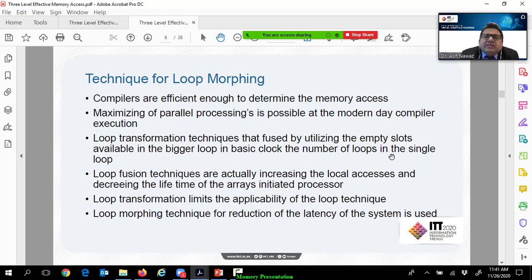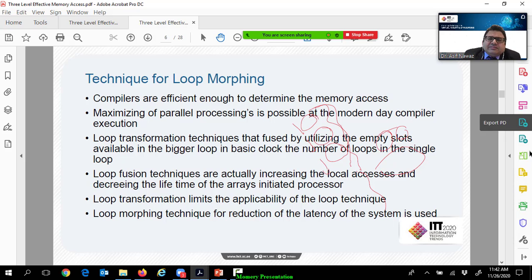Both are doing the same thing: if there is a loop, instead of running those loops independently, there's one technique which says to put the loops in a bigger loop so that when the bigger loop is finished, all smaller loops are also finished. But again, there are certain pros and cons of that approach. Loop fusion is when there are two loops, you just fuse them and make a bigger loop. And loop transformation is when you change that loop and change the hierarchy of that loop.